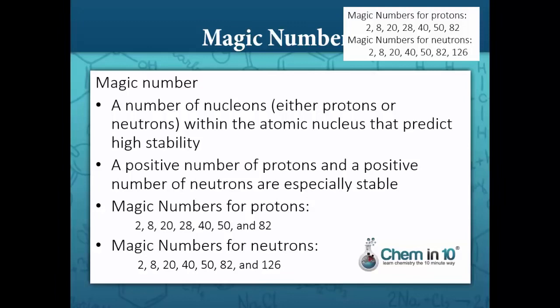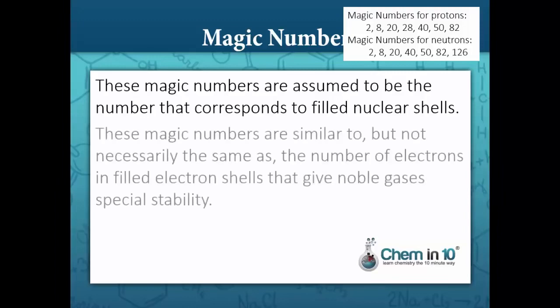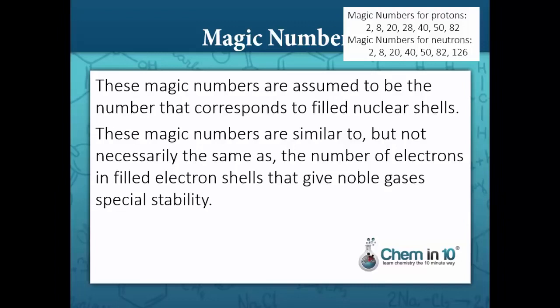This means that if the nucleus has one of these magic numbers of protons and/or one of these magic numbers of neutrons, it will be especially stable. These magic numbers are assumed to correspond to filled nuclear shells. They are similar to, but not necessarily the same as, the number of electrons in filled electron shells that give noble gases special stability.